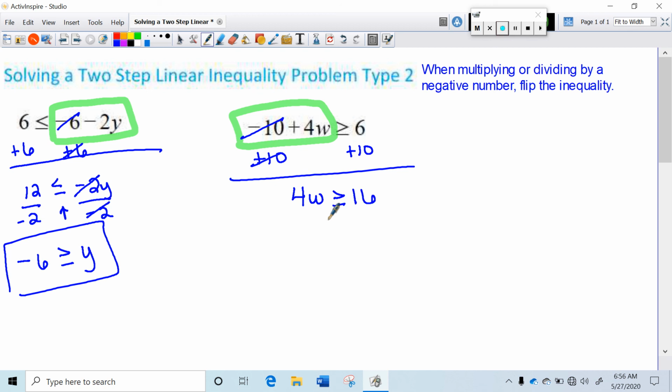This is 4 times w, so the opposite of times is divide. So divide both sides by 4. Top cancels with bottom. W is greater than or equal. 16 divided by 4 is 4. I did not flip the inequality because I did not divide by a negative number.